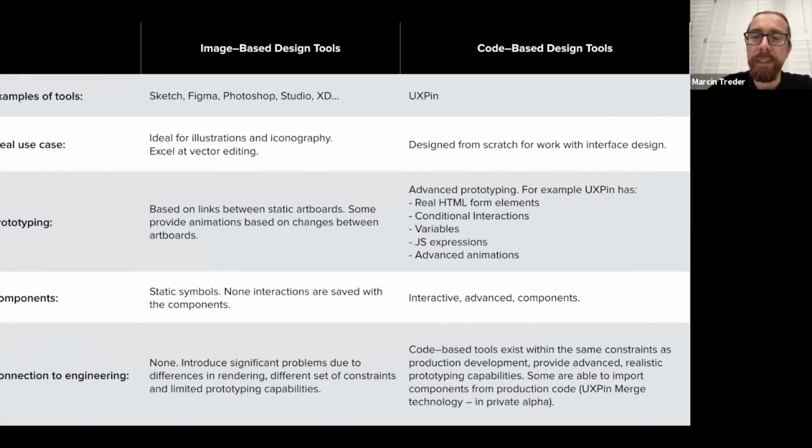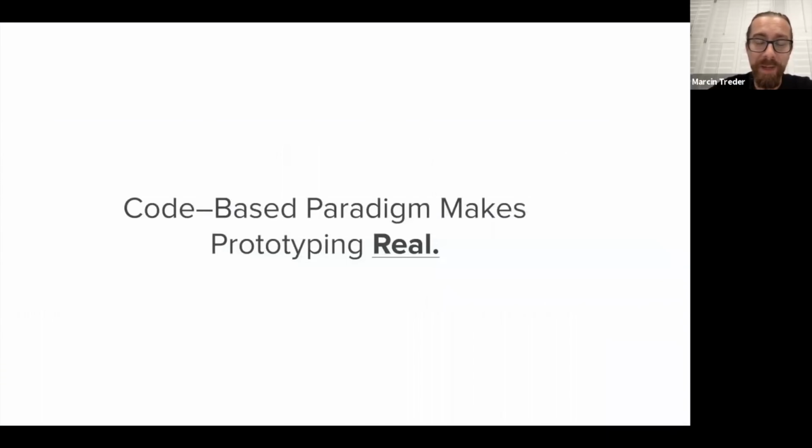So code-based design tools are ideal for prototyping because you have access to real HTML elements. And we are going to deal a lot today with form elements. You have access to conditional interactions, which are basically an interface for JavaScript. You have access to variables to pass information across elements in a prototype, across pages in a prototype. And you have access to certain JavaScript methods to build super advanced prototypes in no time without any coding knowledge required. So code-based design tools make prototyping feel real, so you can really test those concepts with users.